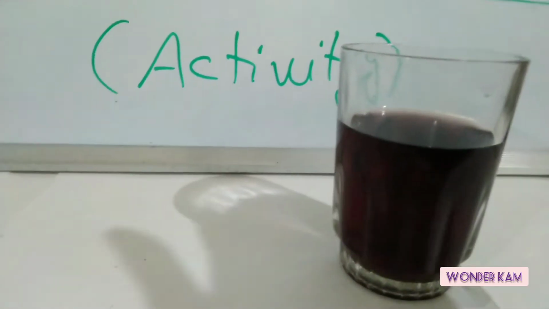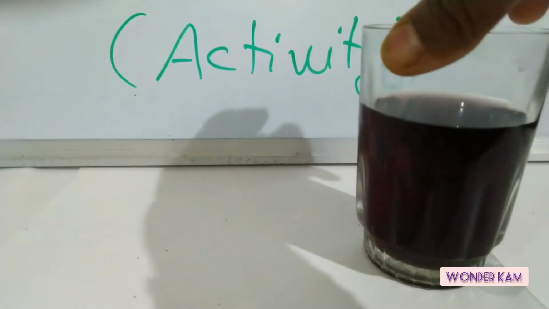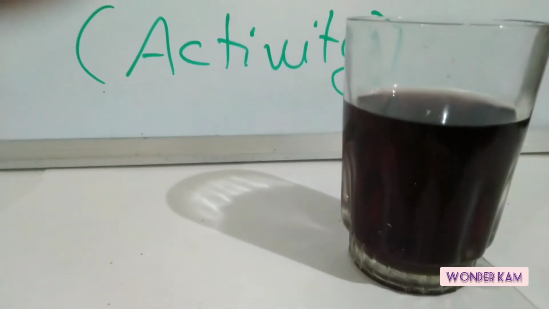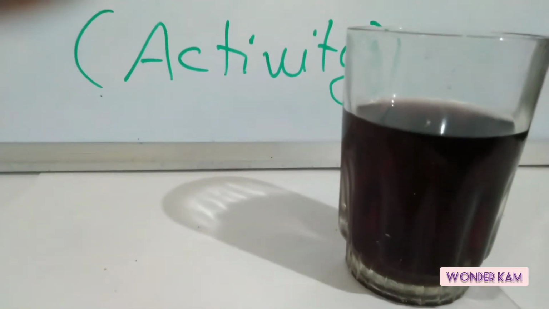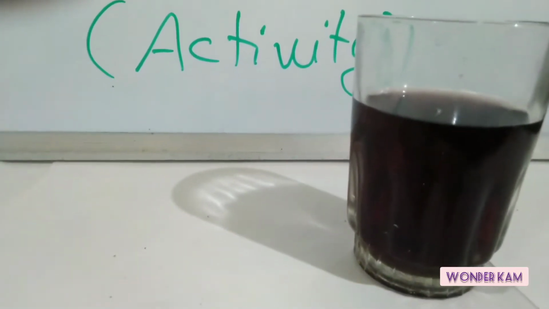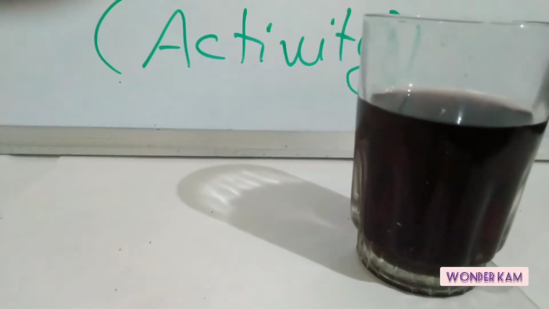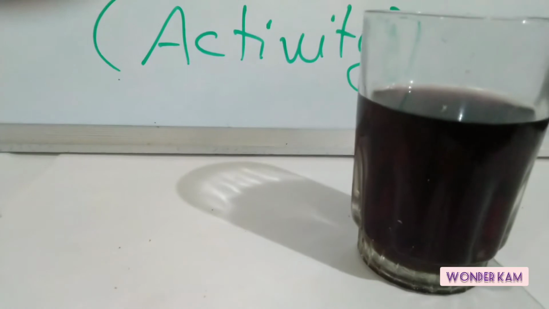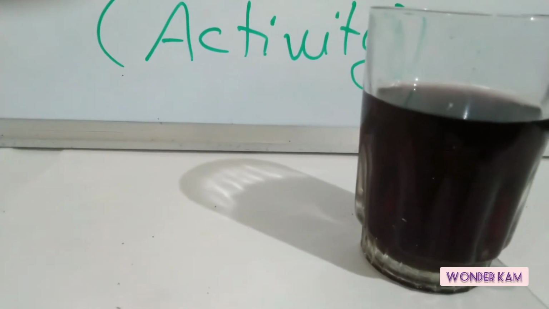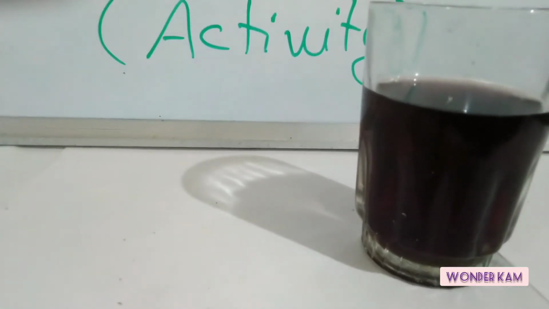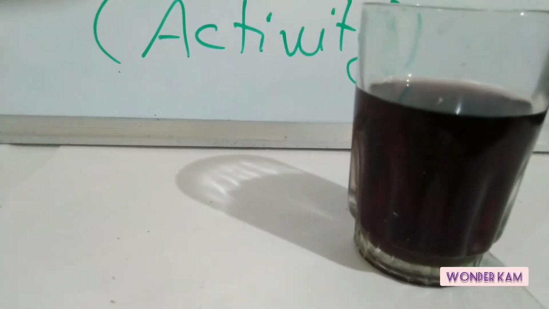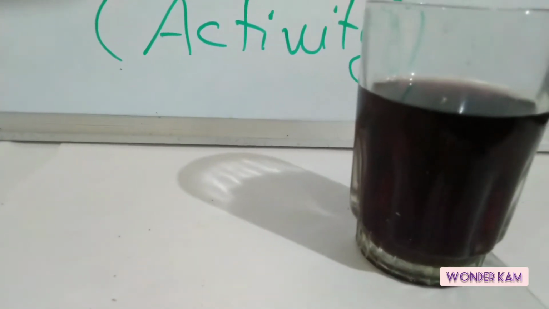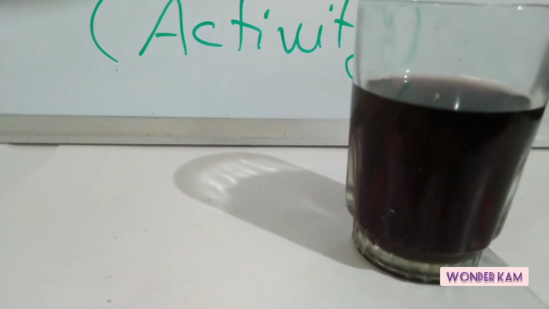So this is the indicator extract which I extracted from the hibiscus flowers, and we will start our activity by using this natural indicator for different acids and bases, and also I prepared some neutral solutions, so we will just test this indicator now.